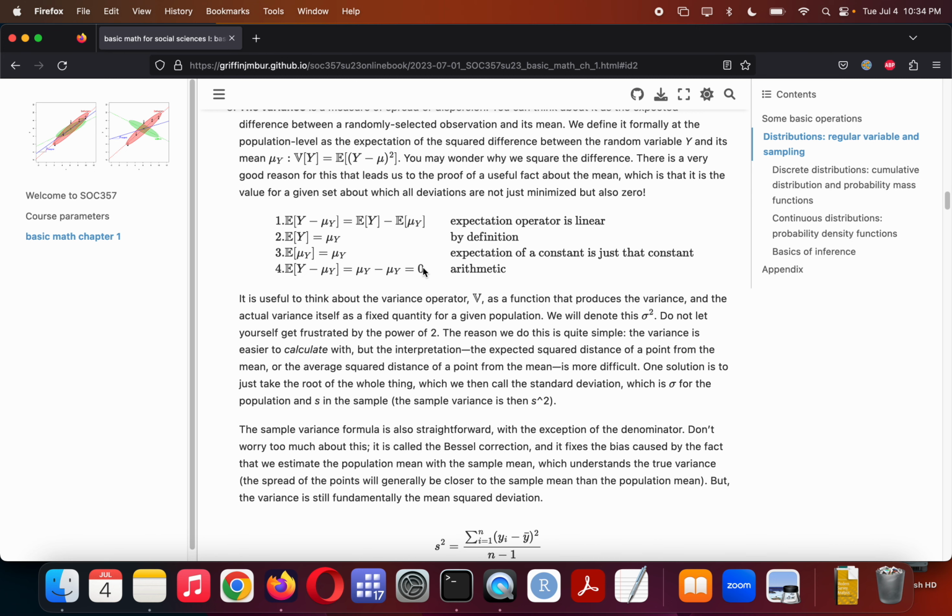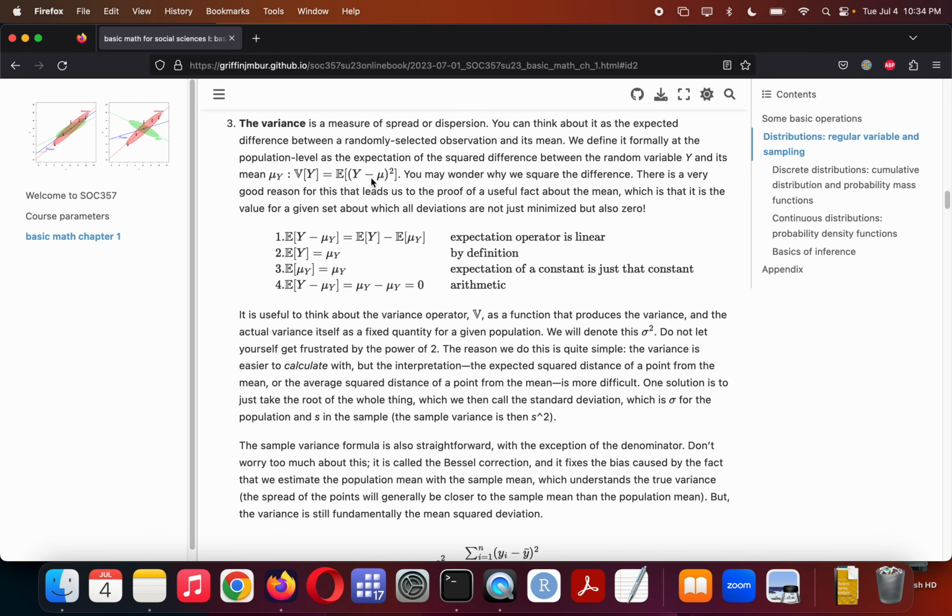So this is why we square the deviation here, because otherwise all the deviations would sum to 0, and we would end up having 0 variance, even when we clearly do have some spread, so that would make it a bad estimator.